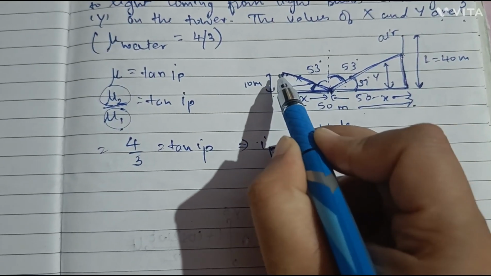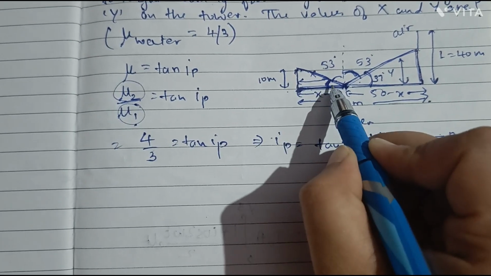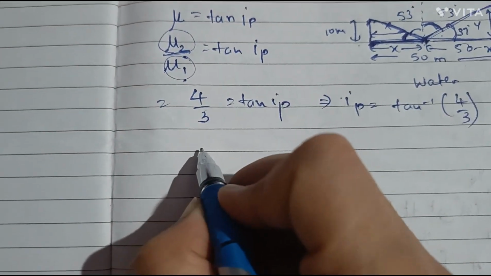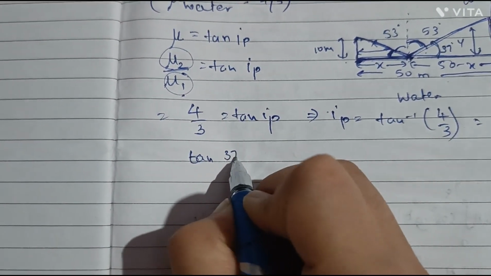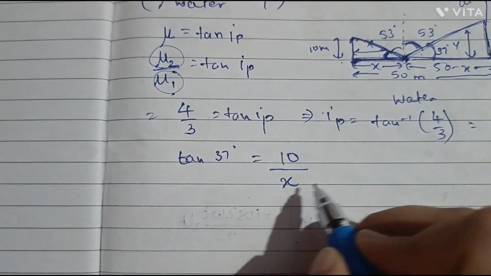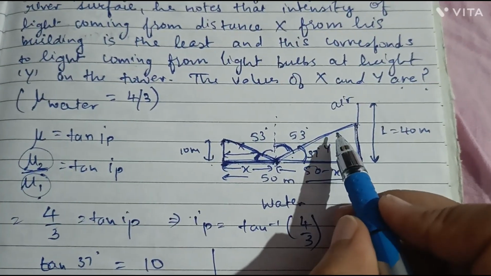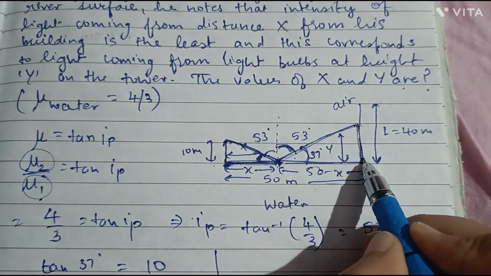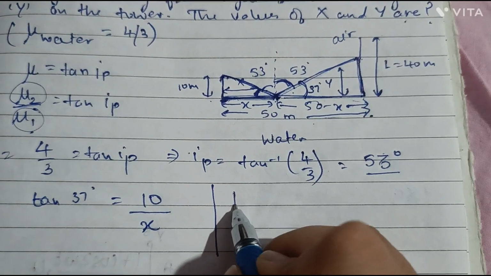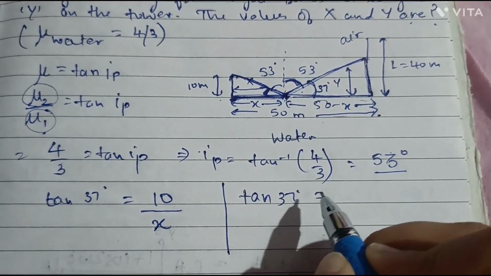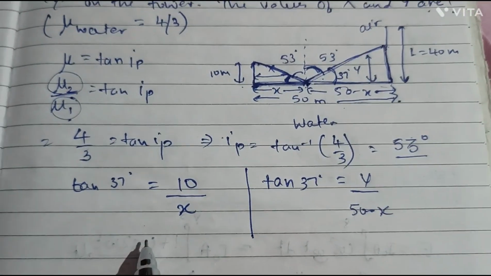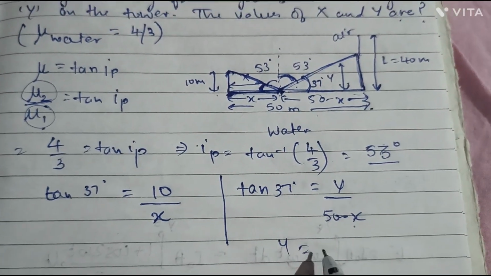Using the first triangle, I will simply use trigonometry. The angle is 37, this distance is x, and this one is 10. So why not use tan? So tan 37 degrees is equal to 10 divided by x. So you can easily calculate x from here. And if you go for y, you use the second triangle. In this triangle as well, we have this height, which is y, and this is 50 minus x, and you will figure out x from the previous step. So tan 37 degrees is equal to y divided by 50 minus x. Whatever value you get for x, put it here, and you will get the value for y as well. That's it.